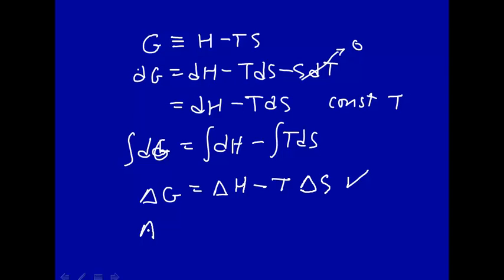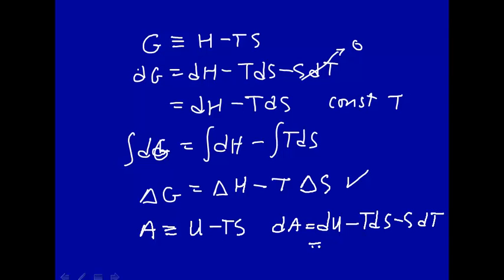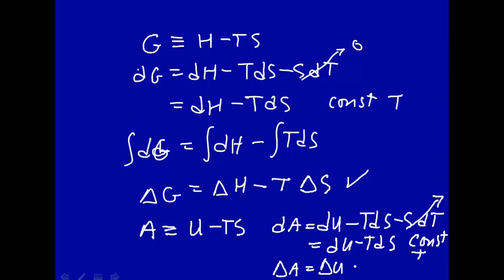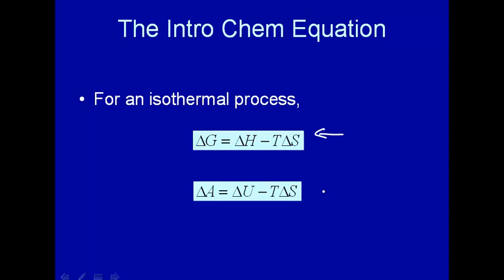Let's do the same thing for A, for Helmholtz free energy. I think it was introduced in intro chem, U minus TS, so that dA is equal to dU minus TdS minus SdT, which at constant temperature is just dU minus TdS. That goes away at constant T. Or another way to write this is delta A is equal to delta U minus T delta S, again at constant temperature. So that's where that equation comes from. All right, so that's it for work and these equations that were introduced ad hoc in introductory chemistry. We now know where they come from, just from the definition.